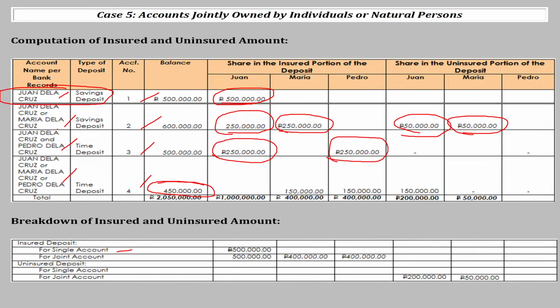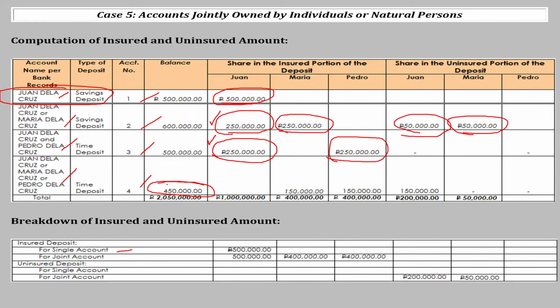Okay? So, sa joint account niya with Maria de la Cruz, na-exhaust niya na yung 250,000 pesos. Sa joint account naman niya with Pedro de la Cruz, na-exhaust niya na yung 250,000 pesos. Okay? So, the law provides a separate insurance for joint accounts amounting to 500,000 pesos. So, yung MDIC for joint account is only 500,000 pesos. So, therefore, yung share dito ni Juan de la Cruz na 150,000 will no longer be covered by the insurance.